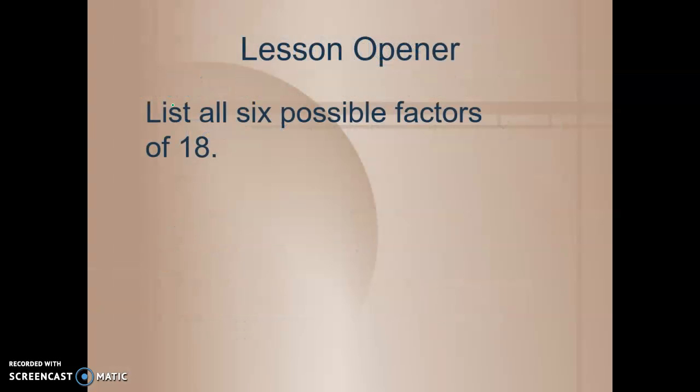Let's start with a quick lesson opener. Let's go ahead and list all 6 possible factors of 18. See if you can do that on your own, either mentally or on your notes. All right, hopefully you got 1 and 18, 2 and 9, 3 and 6. If we were to list these as multiplication facts, we would have 1 times 18, 2 times 9, and 3 times 6. All of those can be multiplied to equal 18, and 18 can be divided by all of these equally.